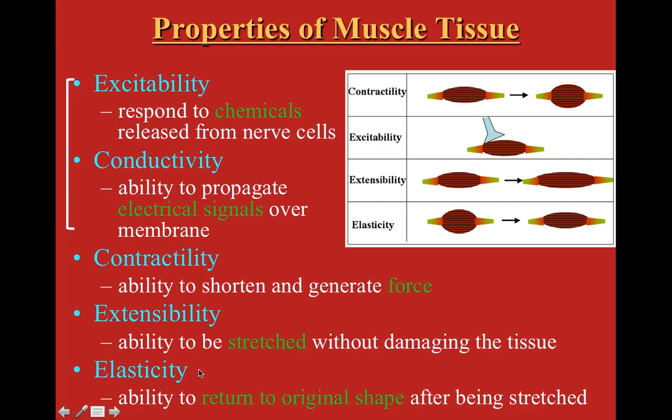And finally, the last property of muscle tissue is elasticity. It's the ability to return to the original shape after being stretched. Kind of like an elastic band. It always goes back to its original shape.